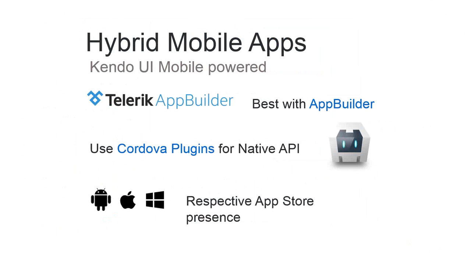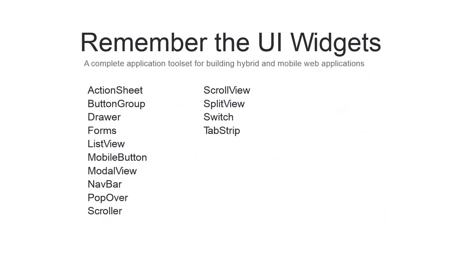Now let's remember I talked about widgets or controls. So what are these, right? This is actually a complete application tool set to build your hybrid and mobile web application. So starting from action sheet to button group to drawers, forms, list view, mobile button, modal view, navbar, popover, scroller, scroll view, split view, switch, tab strip. Basically these are more than enough for you to build a mobile application.